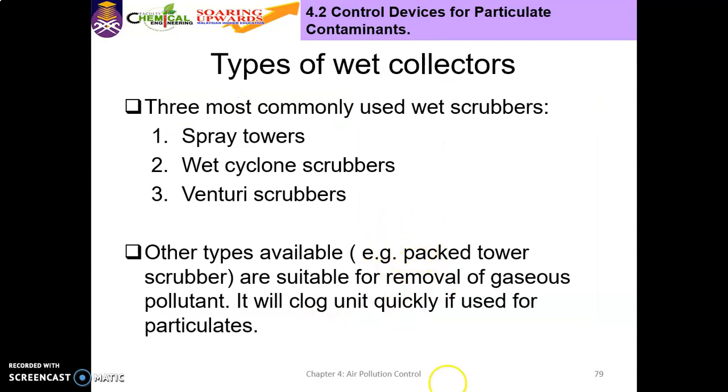For wet collectors, we have 3 types: spray tower, wet cyclone scrubber, and also venturi scrubber. The other type also available is the packed tower scrubber. This is suitable for removal of gas pollutants, because if you use this one for particulate, it will clog.